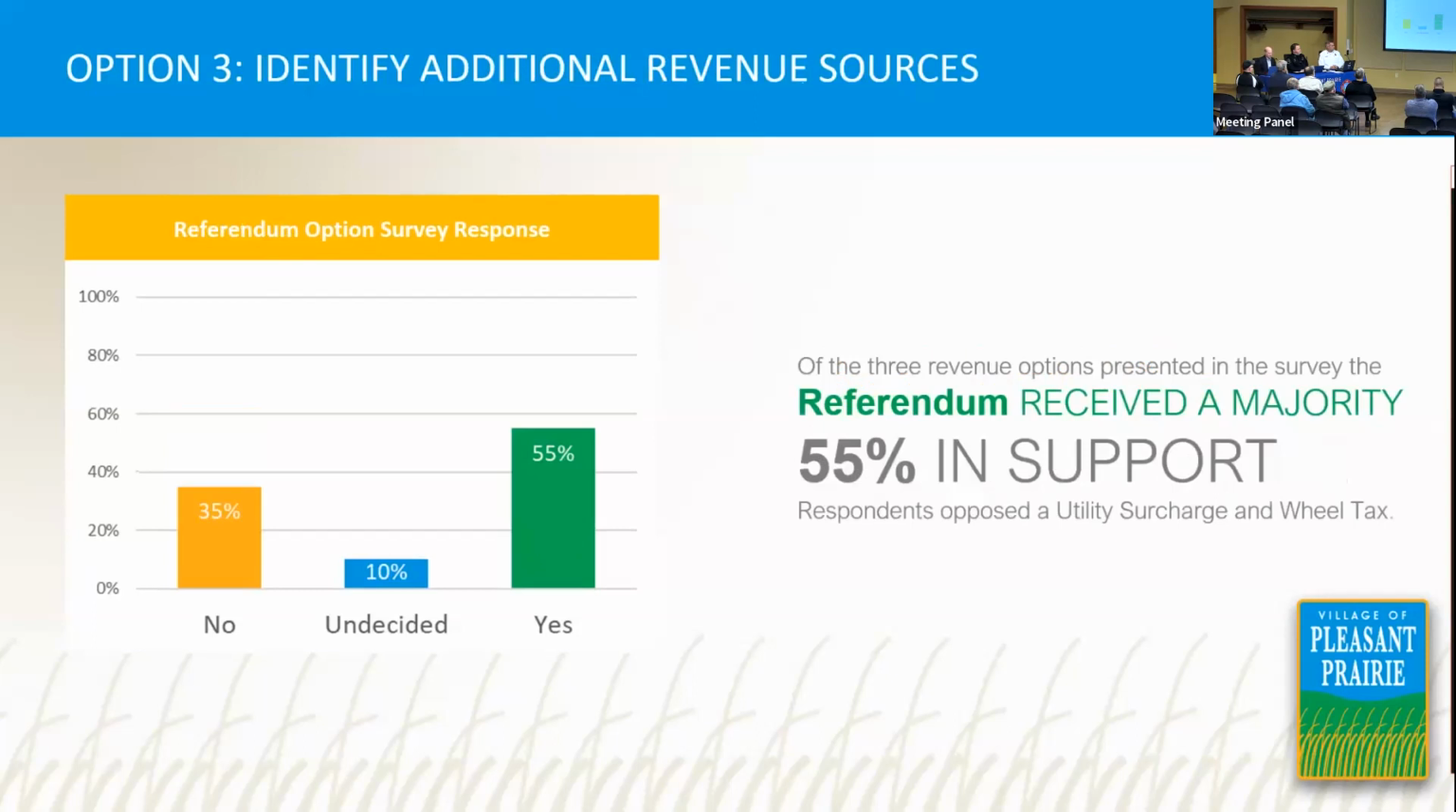So the survey revealed that while the respondents were not in favor of the utility surcharge and the wheel tax, a majority of respondents did support a referendum to increase the local property tax to fund public safety. This opinion was shared equally among all age groups and categories. It wasn't weighted where one group felt more strongly than another. It was pretty consistent, 55% in support across all demographics.